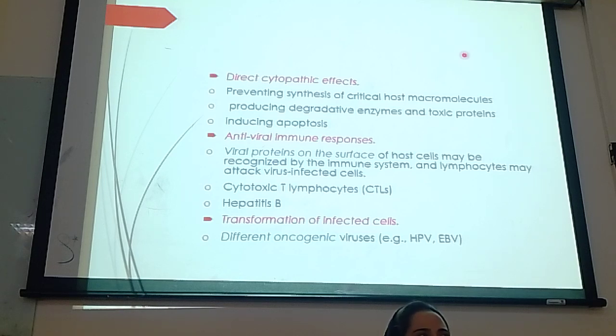For example, they prevent synthesis of critical host macromolecules. They produce degradative enzymes and toxic proteins, and at last they cause apoptosis. By which pathway? Not the mitochondrial pathway, because the mitochondrial pathway is different. They cause apoptosis by the extrinsic pathway, most of them.